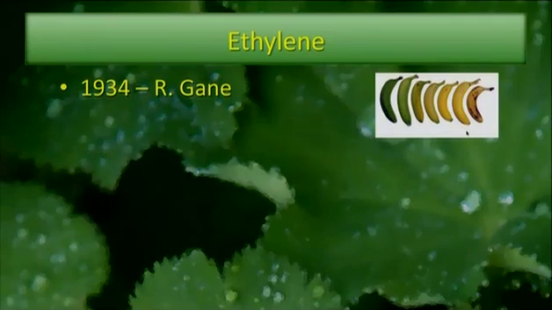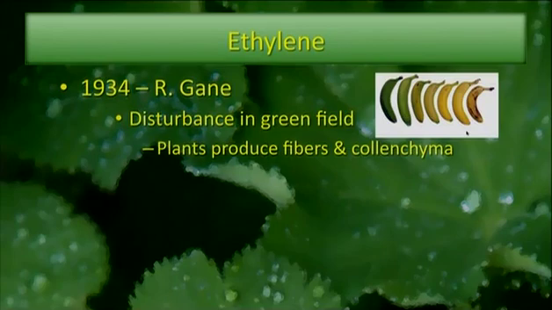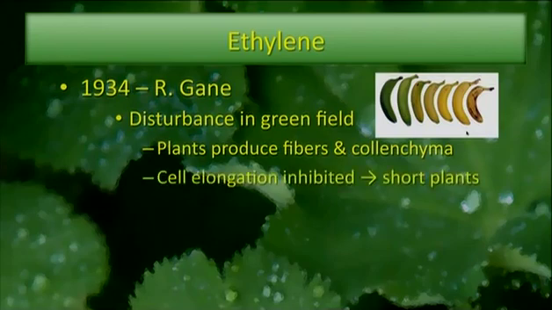So if you have a disturbance in a green field, like a storm blows through, or a whole bunch of animals cross the field, the plants will produce fibers and parenchyma. Remember, parenchyma is a primary growth kind of cell that actually aids in support. And cell elongation was inhibited, so that led to the growth of shorter and sturdier plants. So this is like a response to an external stimulus. This ethylene that was produced caused cell elongation to be inhibited and caused the plants to produce fibers and parenchyma, so you ended up with short plants.